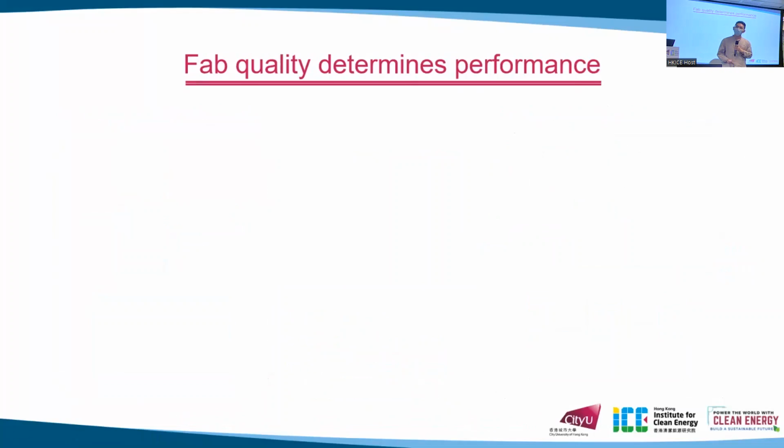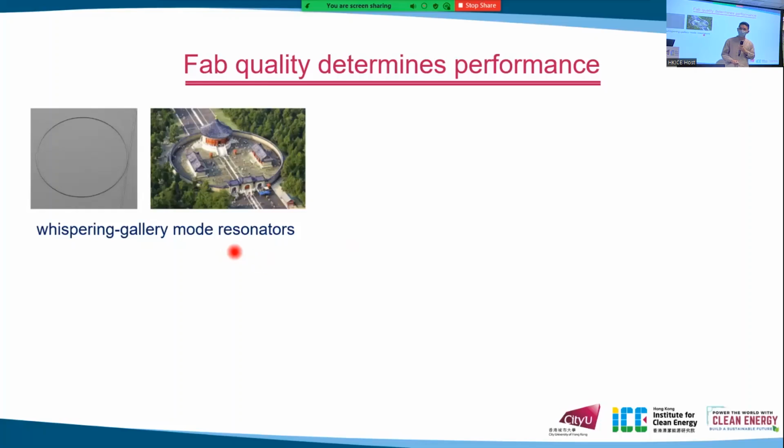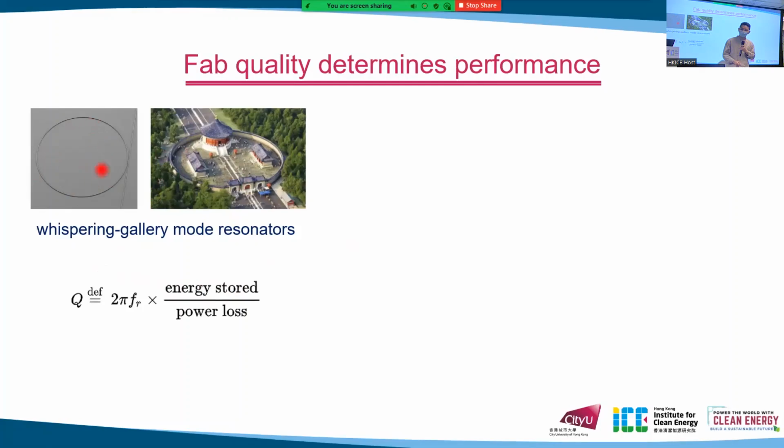So we can say that the fab quality determines the performance. So how to evaluate fab quality? Usually, we use a whispering gallery mode resonator, and we have a Q factor. The name whispering gallery comes from the architecture. The Q factor is defined by the energy stored in the ring over the energy loss.